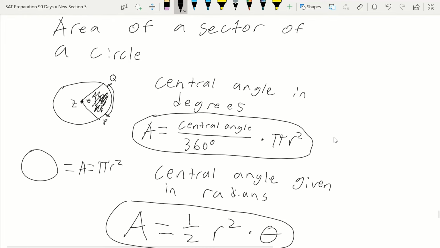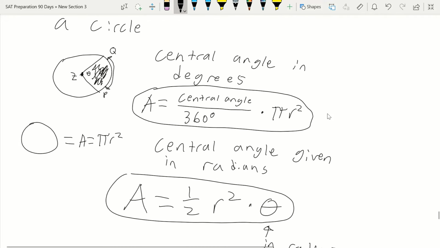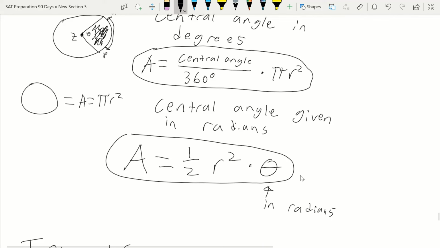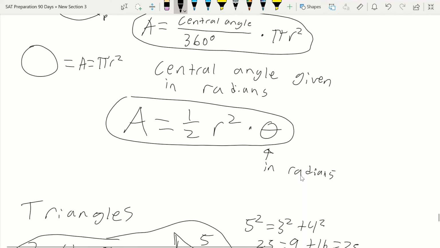Next, we covered the area of a sector of a circle. If we want to find the area of a sector of a circle and we have the degrees, then we would do our number of degrees divided by 360 times pi r squared. Since pi r squared is the area of a circle and we are multiplying by the fraction of that angle, that's going to give us our area for that sector. Now if we were given radians instead of degrees, then we would do 1/2 times our radius squared times our angle in radians. That would also give us our sector area.